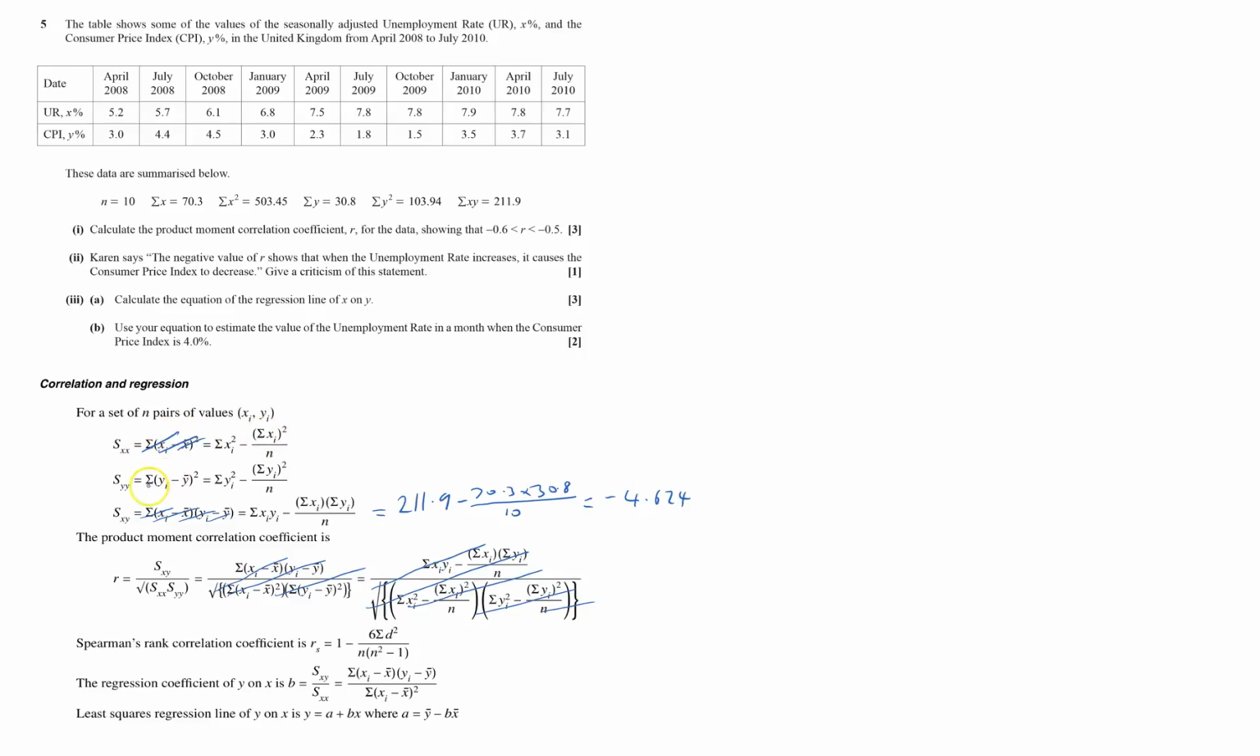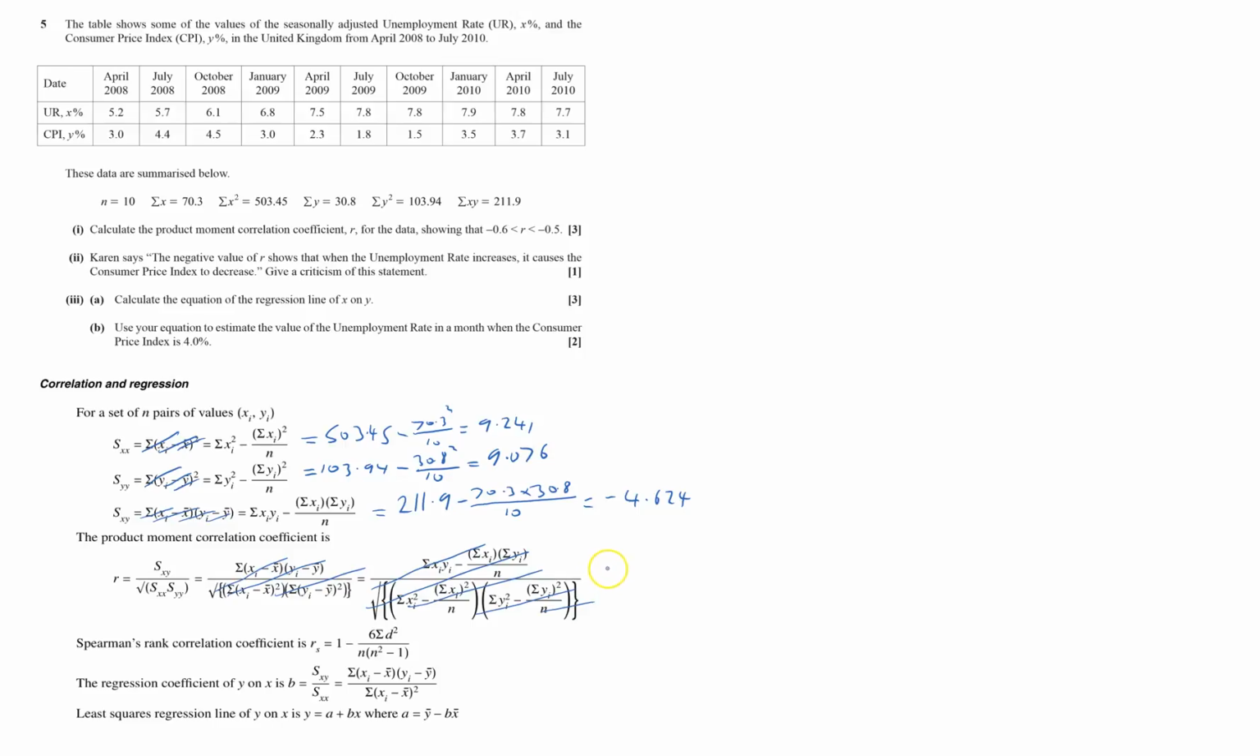And I can work out the other two. Again, I don't want the middle ones. I'm just going to want the other n ones. So SXX is 503.45 minus 70.3 squared over 10, and that equals 9.241. And SYY is 103.94 minus 30.8 squared all over that 10, and that is 9.076. And now I can substitute it into here to work out what R is.